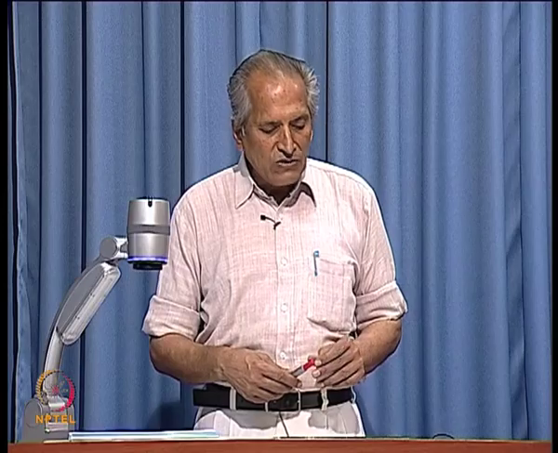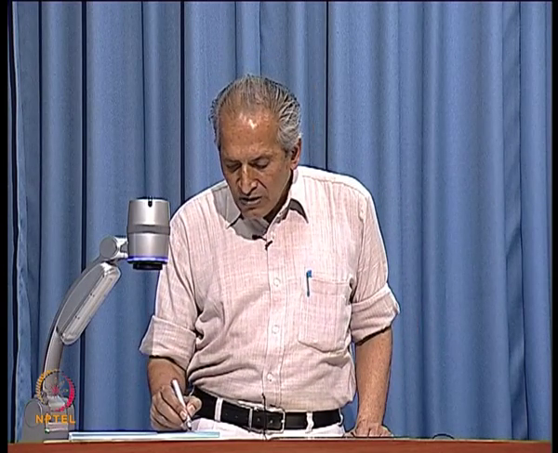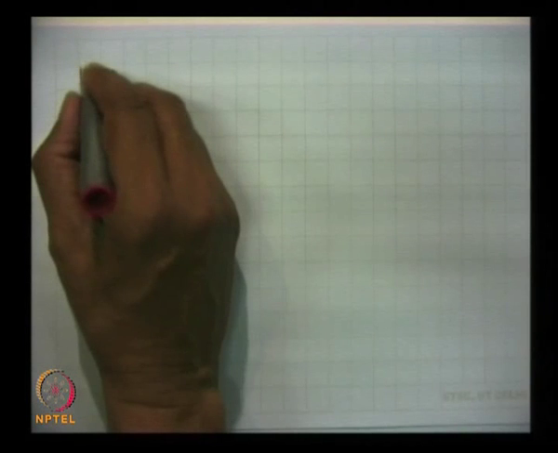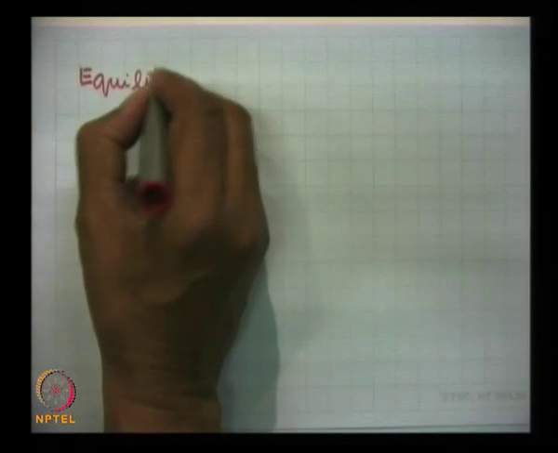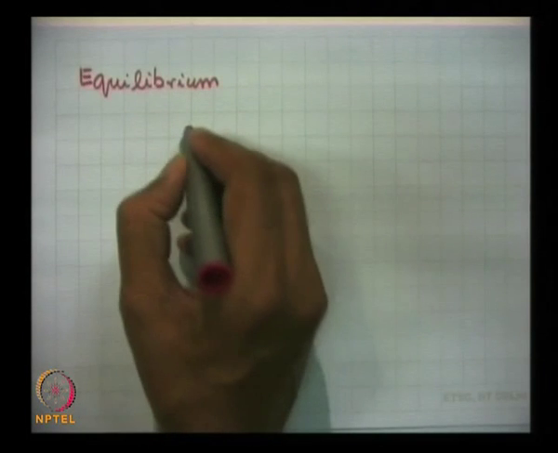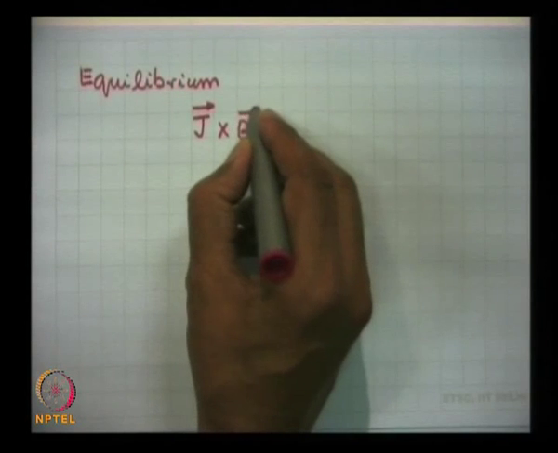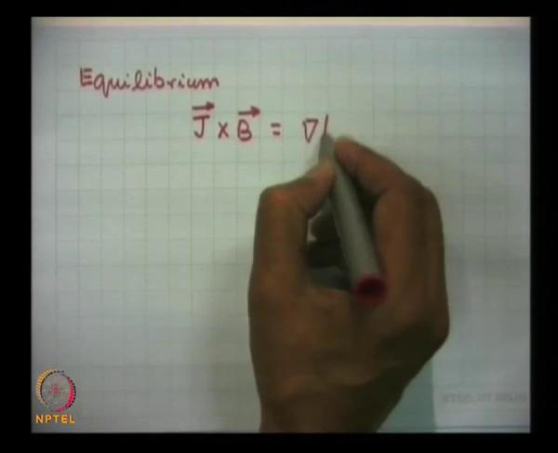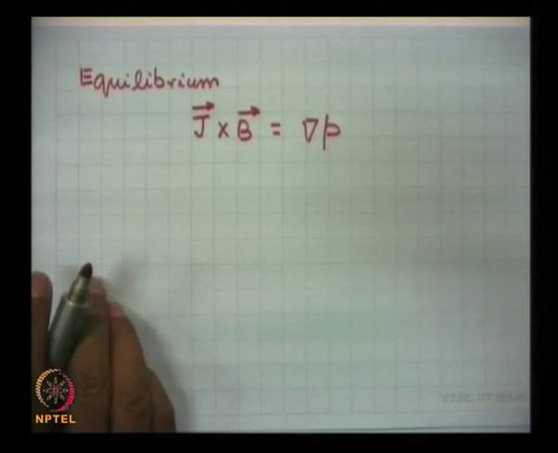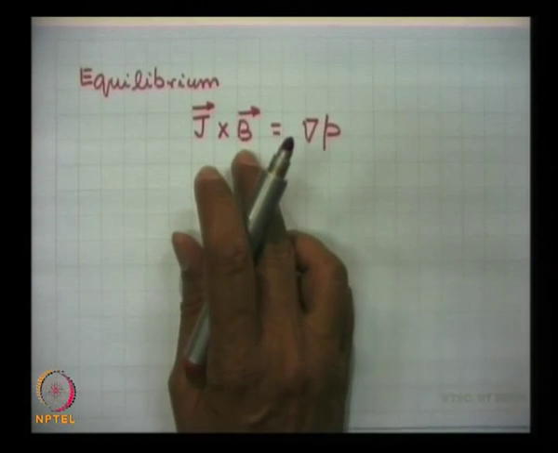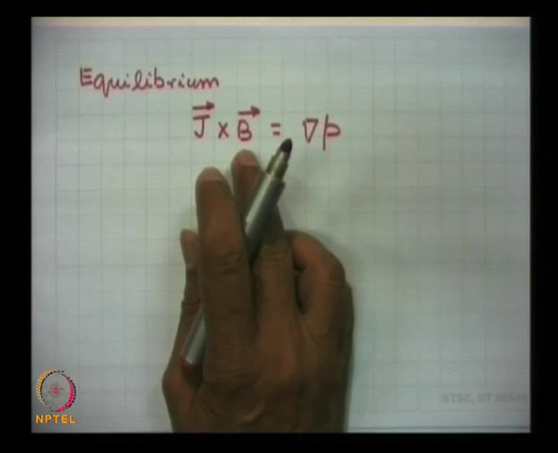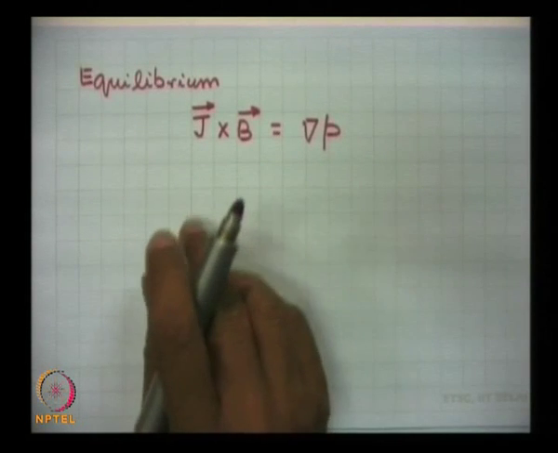I think now I would like to talk of plasma equilibrium in some general terms. In one of the lectures, I had talked about equilibrium, that if I want plasma to be in a time independent equilibrium, then J cross B should be equal to gradient of pressure, where J is the current density in the plasma, B is the magnetic field in the plasma, total magnetic field by external currents and internal currents, and P is the pressure in the plasma. We had deduced this equation.